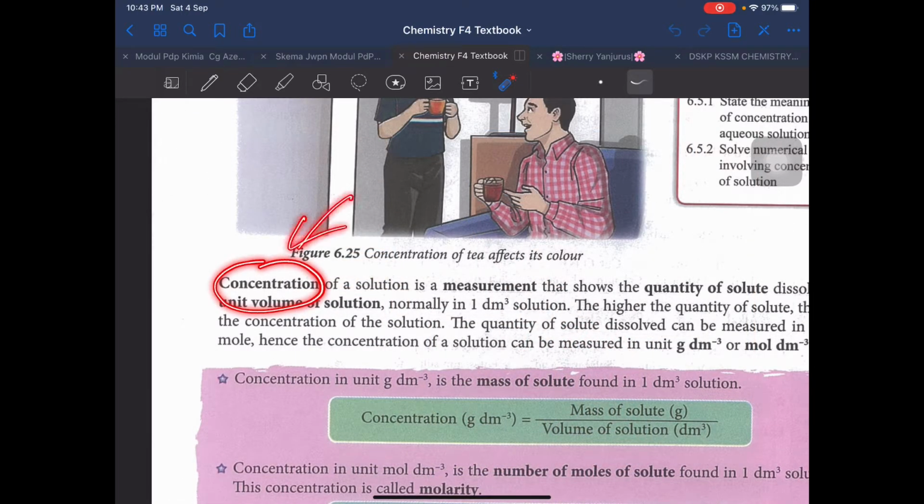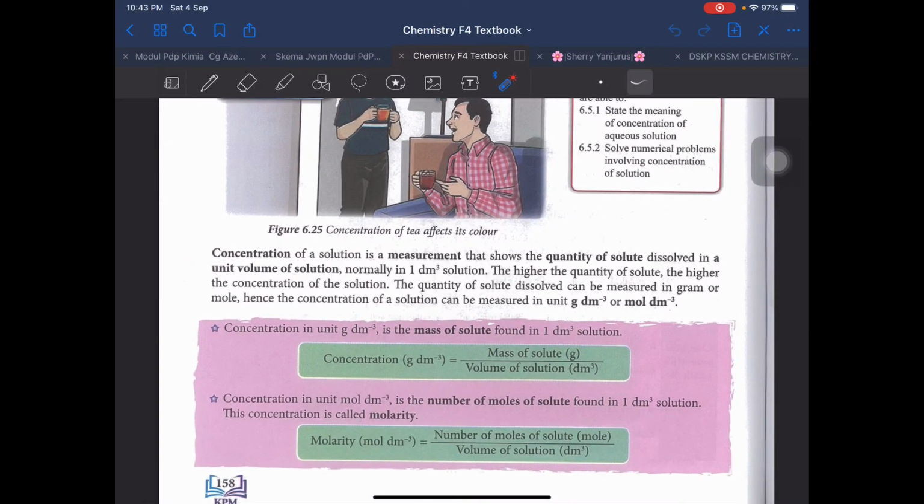Apa maksud kepekatan larutan? Concentration of a solution is a measurement, adalah satu ukuran, that shows the quantity of solute. Maksudnya yang menunjukkan kuantiti pelarut yang larut di dalam satu unit isi padu larutan. Contohnya, okay, how much of the Milo that you put inside your cup dissolves in 100 cubic centimeter of water, contohnya.